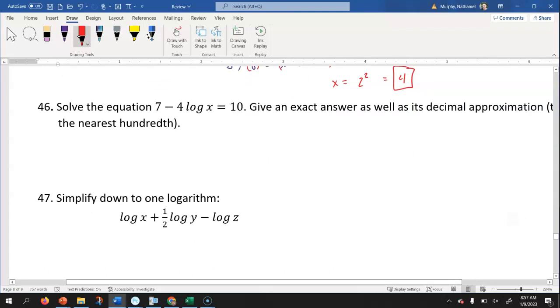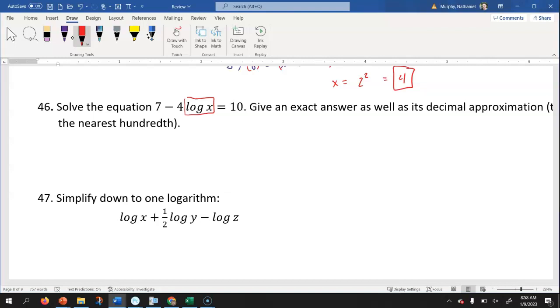All right, let's look at number 46. So for 46, we're solving a logarithm equation. Now, just like when we solve an exponential equation, there's a couple approaches we can take. In this case, what I want to do is get the log by itself. Isolate the logarithm. So now we can't take 7 minus 4 because 4 is attached to that variable. Those are not like terms.